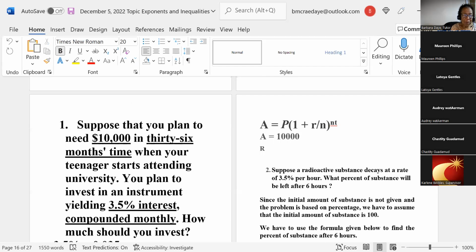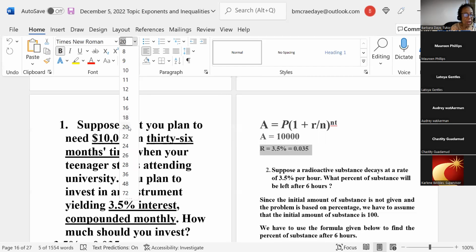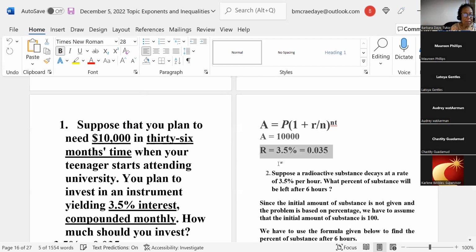0.035. Yes, that's the rate, 3.5%. And as a decimal, it is what you said, Audrey, 0.035. So you've got that, right? There we go. So I'm putting these values in, and then I want you to put them in the formula. Okay. And the N, what is the N?